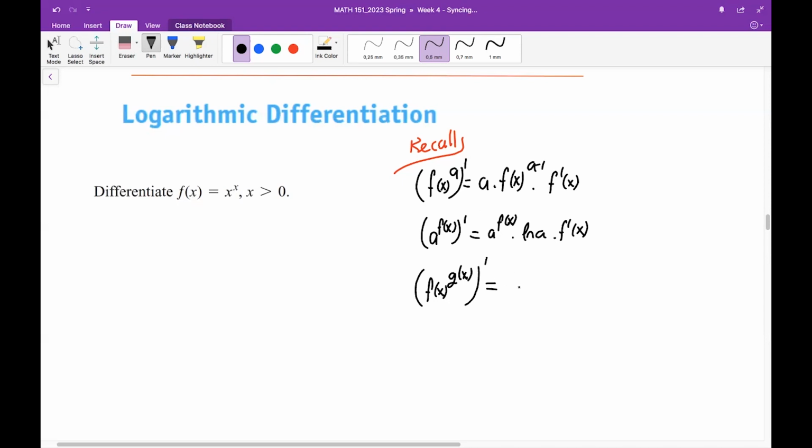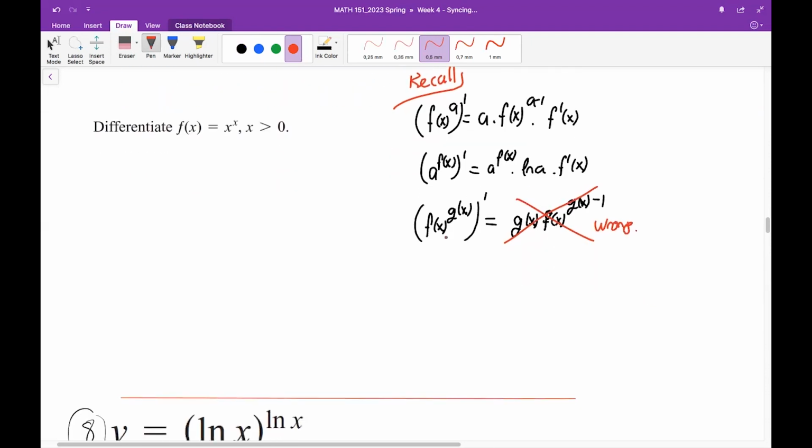For example, you cannot take this derivative by just taking the function g of x down and then subtracting 1 from it. No, this doesn't make any sense. This is nonsense. It's completely wrong. Instead, we will learn a new rule, which we call logarithmic differentiation. Logarithmic differentiation. Okay, what is that?